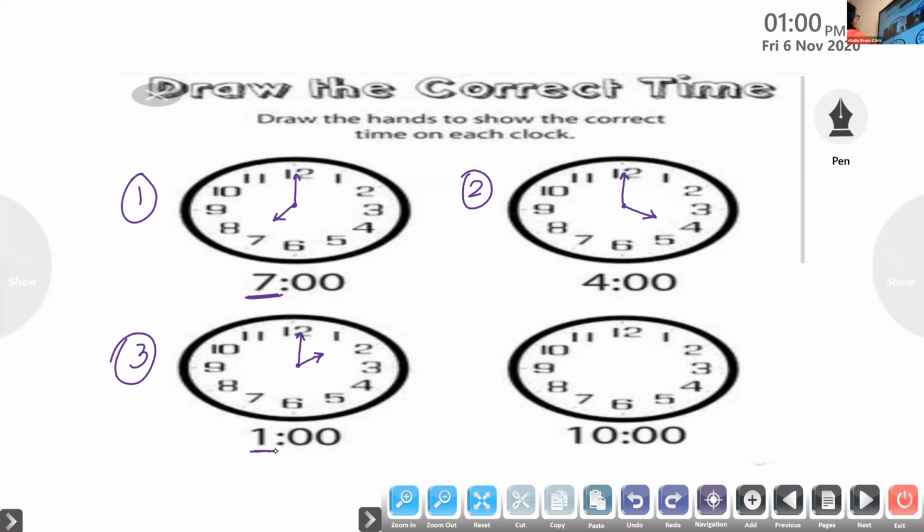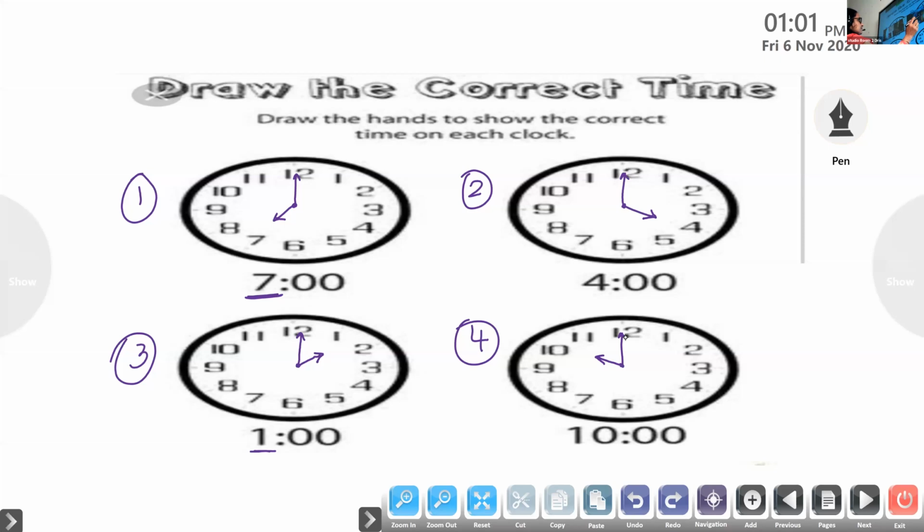Dulkafil. Yes, ma'am. The last one, fourth one. What is the time given? 1 o'clock. Fourth one, the last one. 10 o'clock. So where should be the short hand? 10. Where should be the long hand? 12. Yes, this is the way you have to draw the hands. Got it, children?